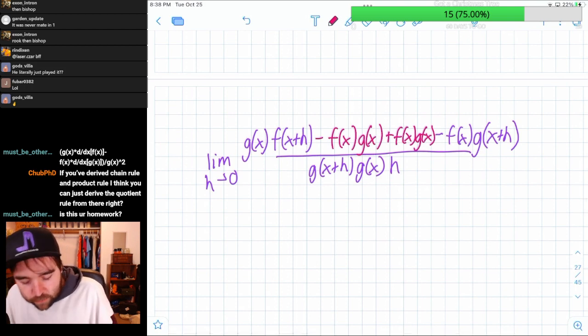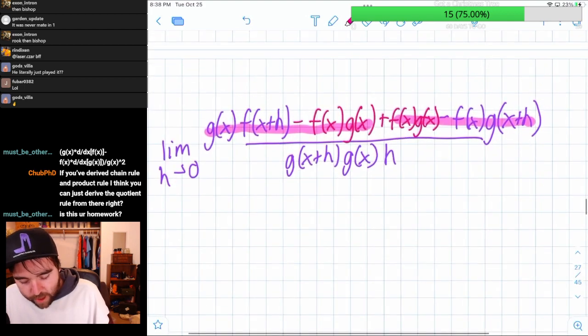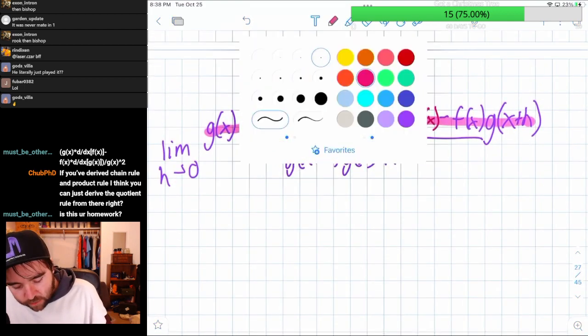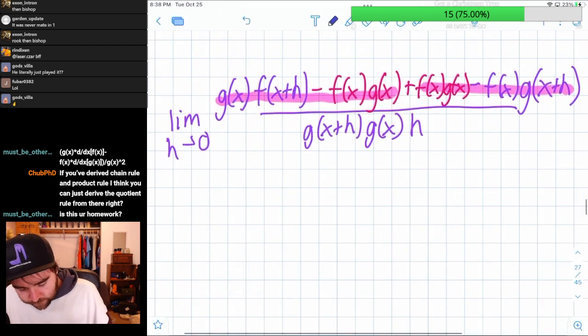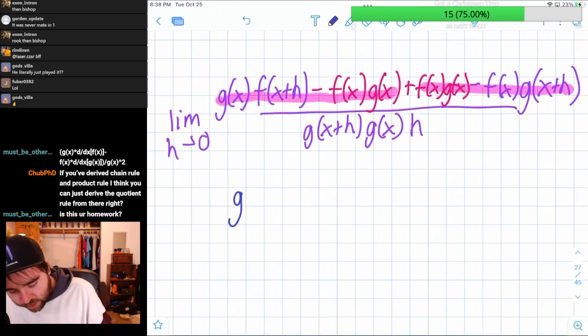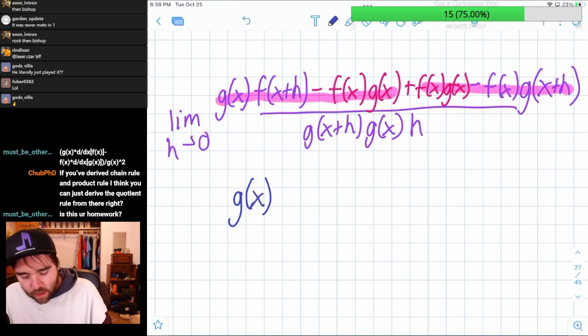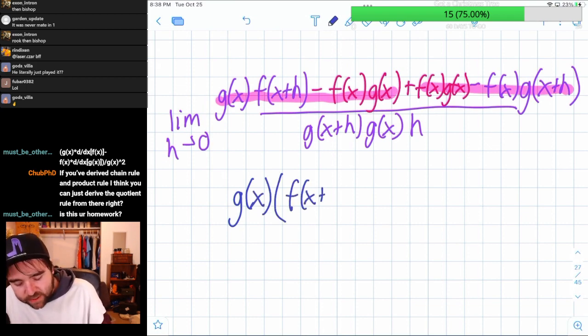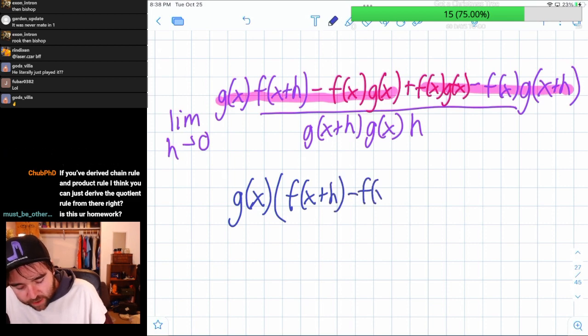So now what are we going to do? We're going to look at these two parts, similar to what we did with the product rule, and we're going to factor out what we can. So let's just rewrite it first. For the first section there, we're going to factor out g of x. And then what are we left with? Well, the f of x plus h minus f of x.